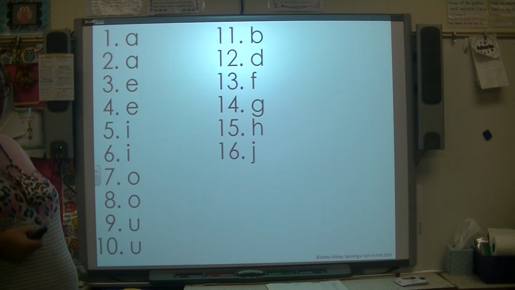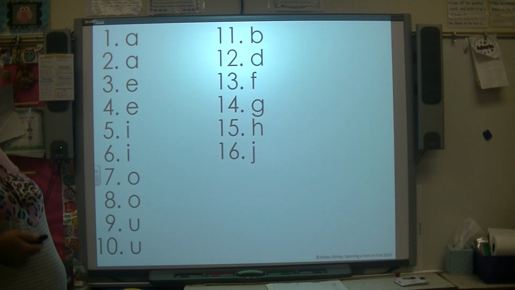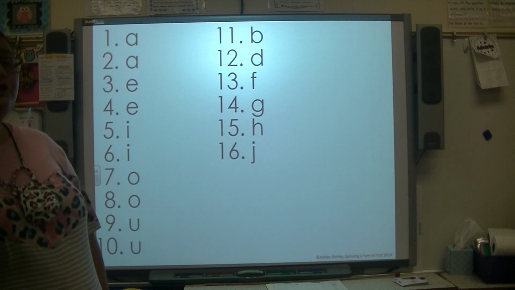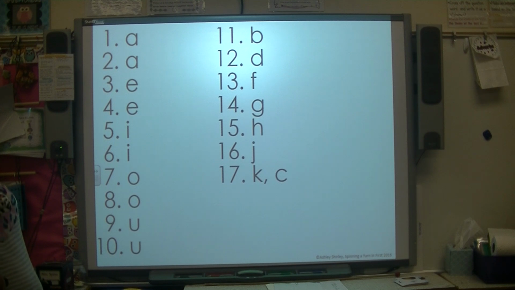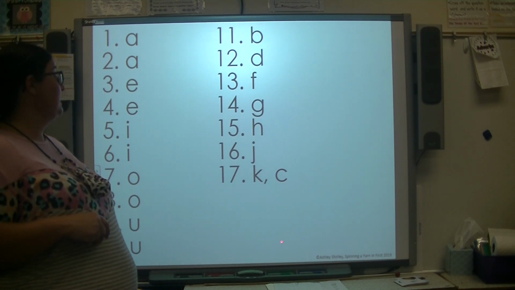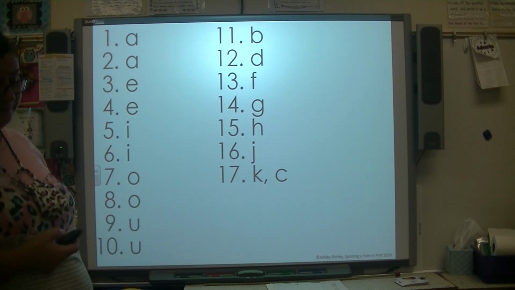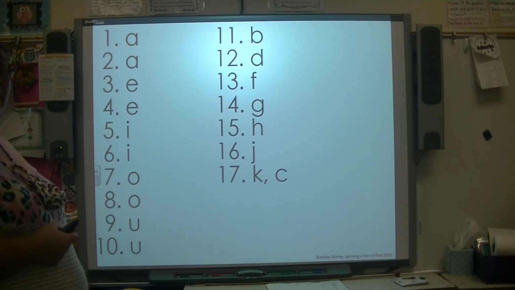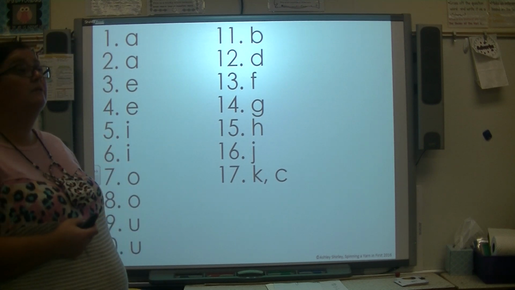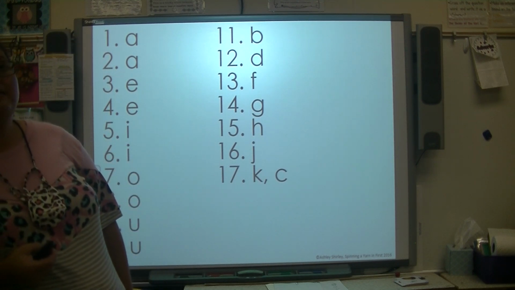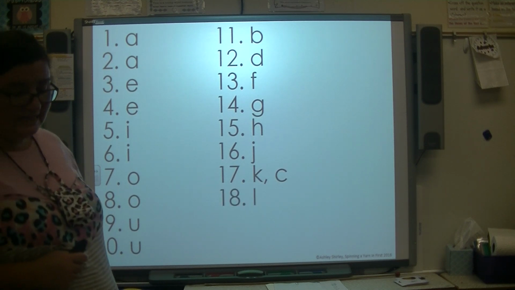Number 17. All right, remember there are two letters that make the k sound. You should have K, comma, C. It could be K as in kite or C as in cat. Both make the k sound. Number 18. L as in lion.